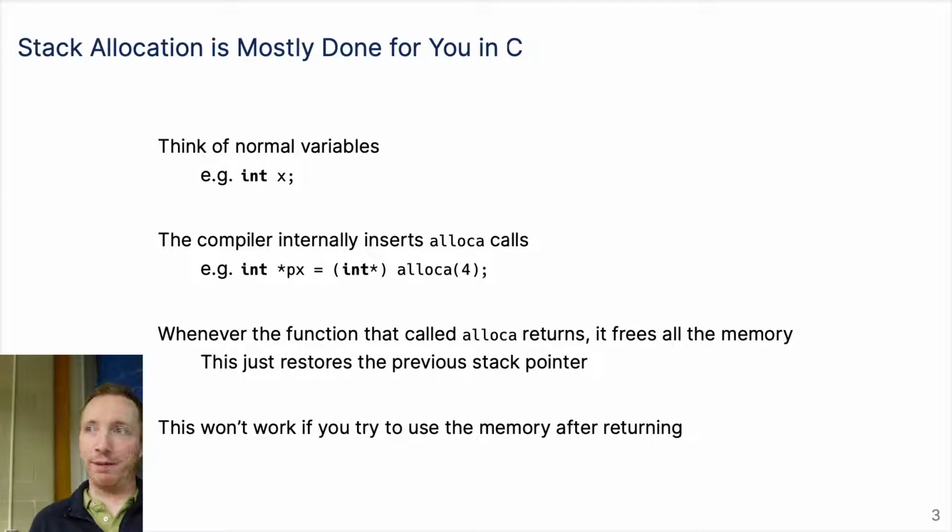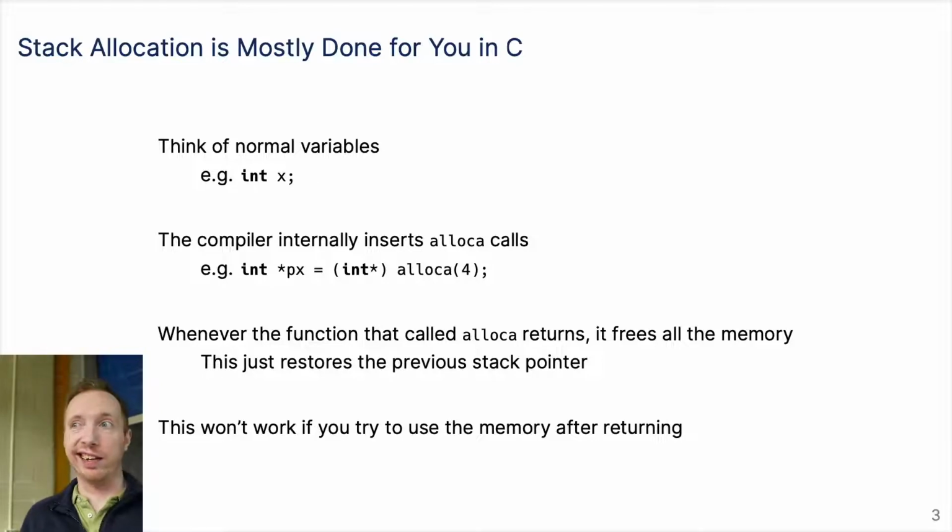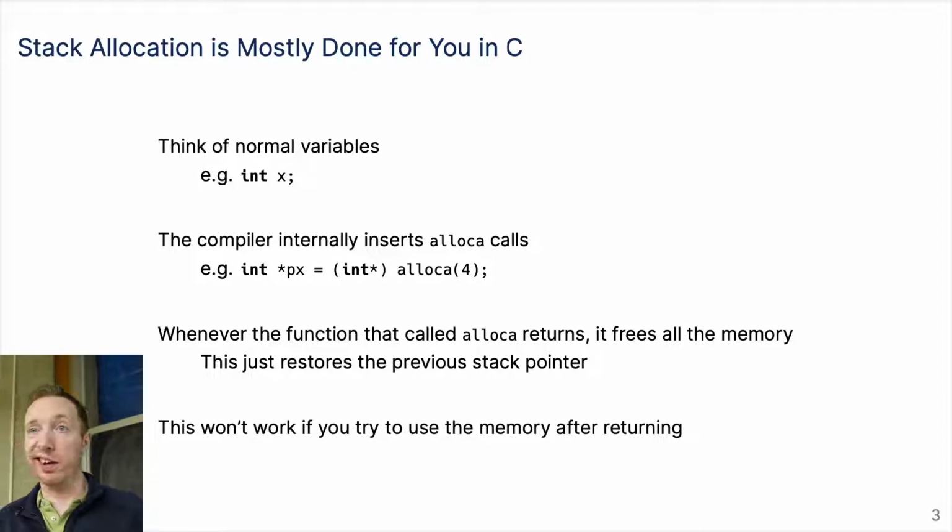If you ever have the fortune of reading LLVM code, you'll see alloca all the time, and that is basically just the stack allocation. But the nice thing about alloca is when you have malloc, you have to free it. If you have alloca, you don't have to free it. So whenever the function that has the alloca returns, all the memory is freed because all it does is restore the stack pointer, which is also really nice because it's super, super fast.